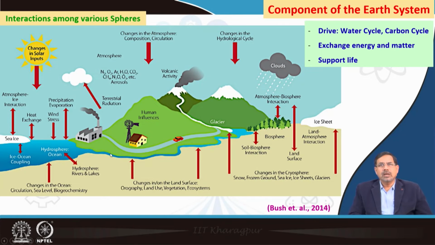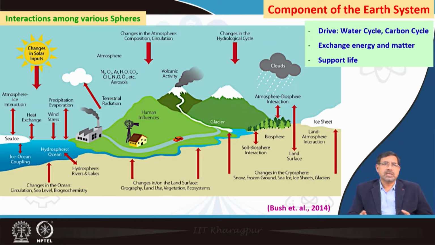In terms of the various interactions among the various spheres, we can also introduce them with the help of this depiction. So if you see here the changes in solar inputs, the variation in the solar radiation, if you talk about the sun or the input solar radiation variation, which happens in terms of the dark spots which are circled with the bright spots called faculae.